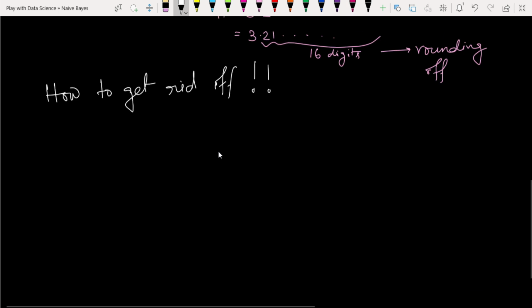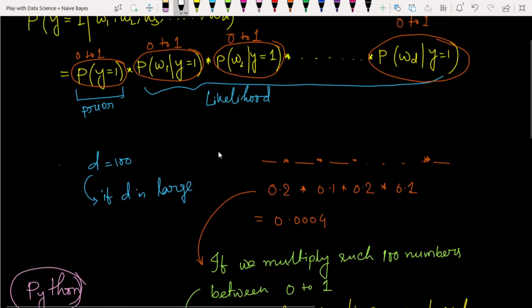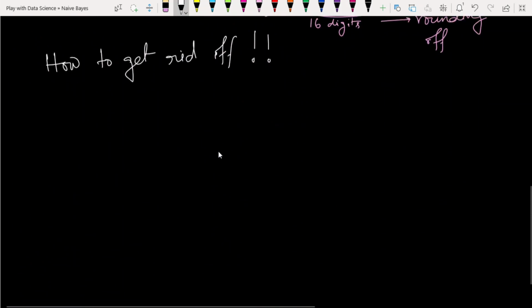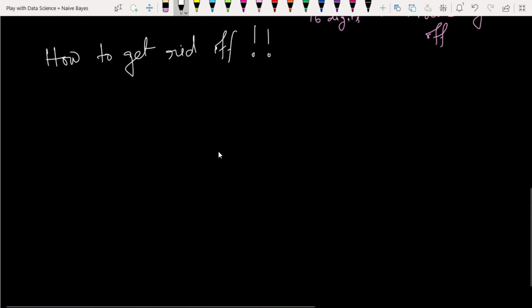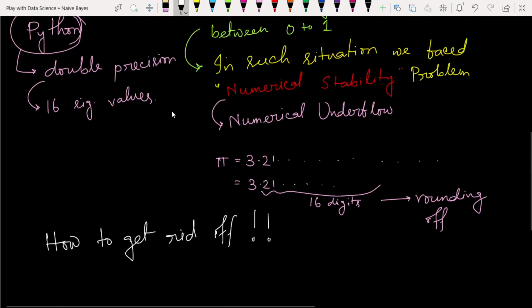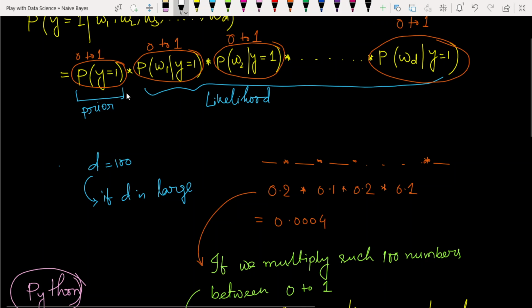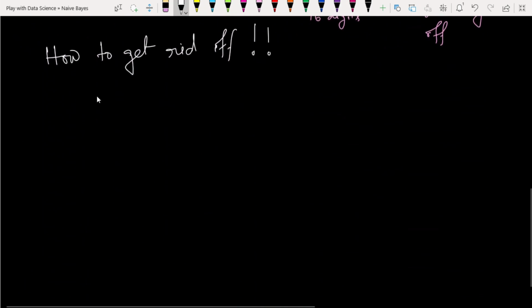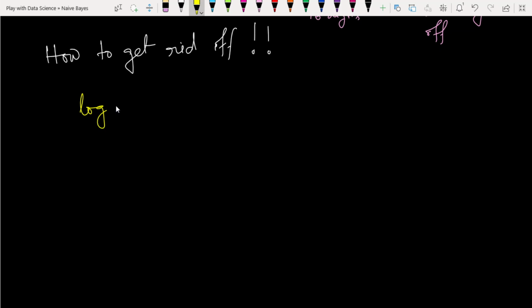So here we are simply using the trick of logarithm. We will see the log is simply a monotonically increasing function. First, we are actually using the log probability. By the property of log, which we learned in 11th and 12th standard, log of a times b is equal to log of a plus log of b.